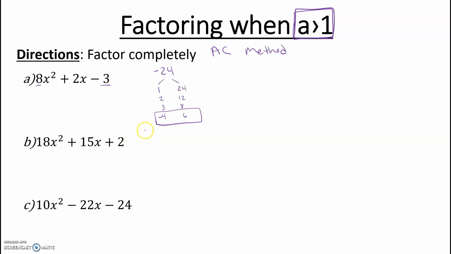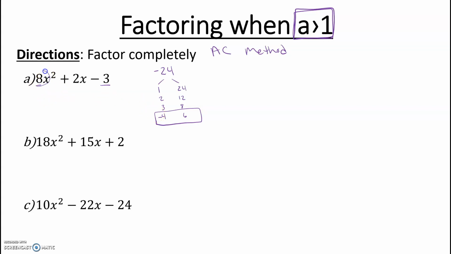So now what makes this different? We're not just going to say x minus 4, x plus 6. The way I do it may be different from the way you've learned it or other teachers do it. If you have a way that works for you, please use it. I'm just giving you another tool if you might not have a good grasp on the AC method.